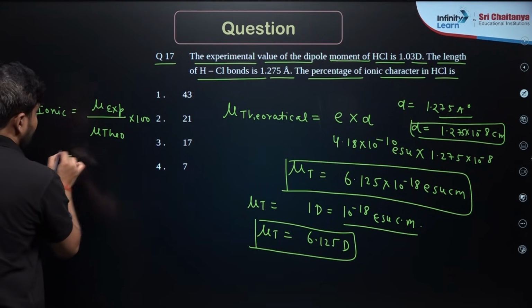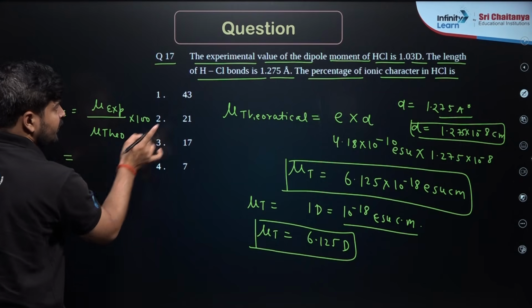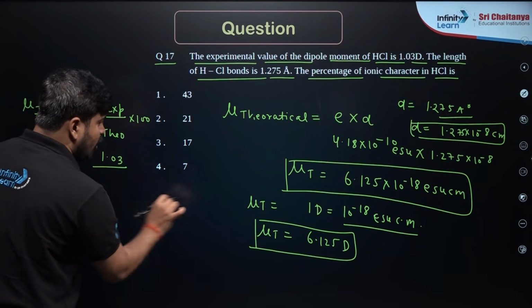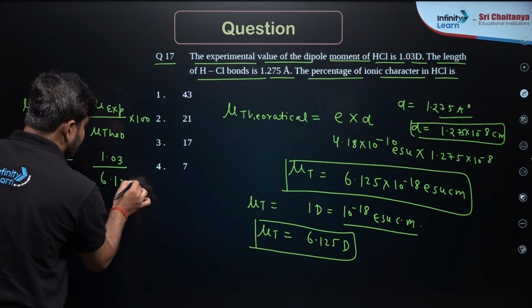So we just have to put the value. Mu experimental, how much is it given? It is given 1.03, okay. And mu theoretical, how much is it coming? 6.125 it is coming, okay.